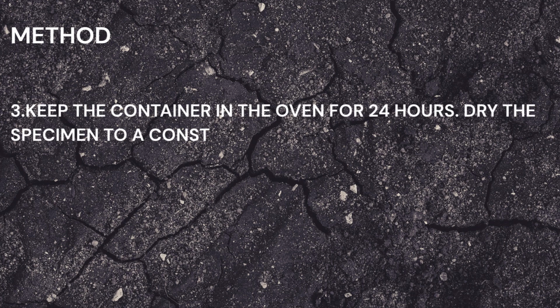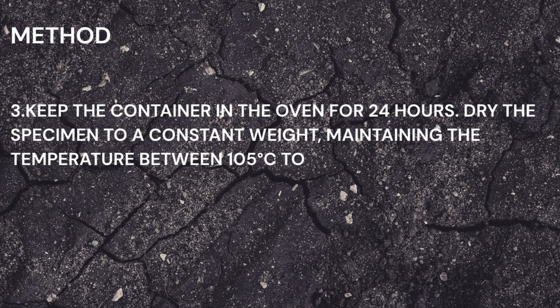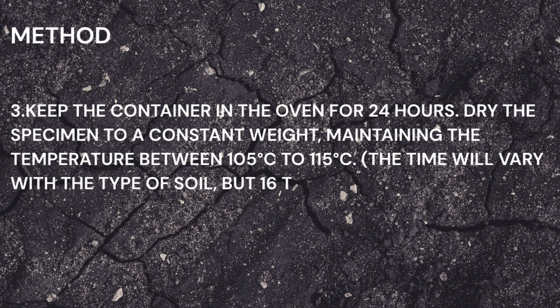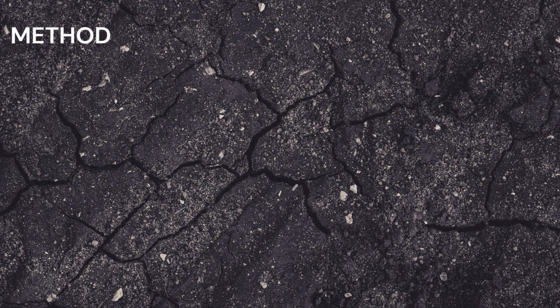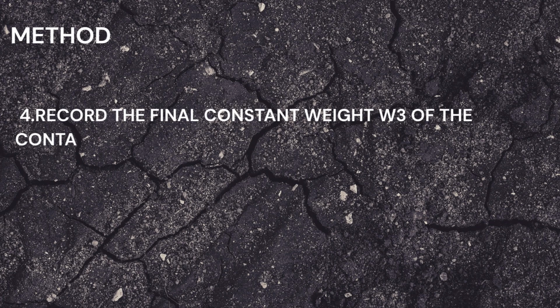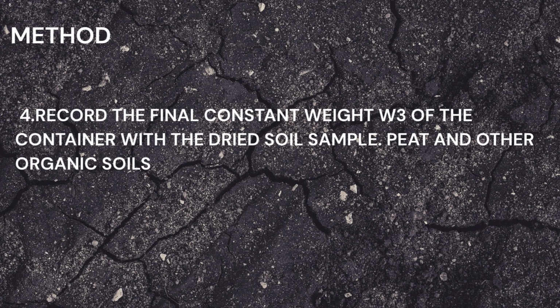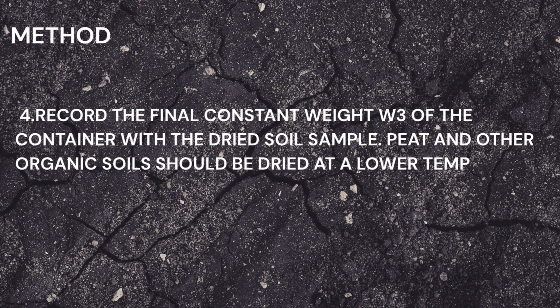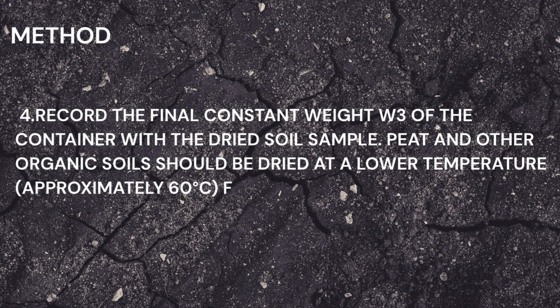Dry the specimen to a constant weight, maintaining the temperature between 105 degrees to 115 degrees. The time will vary with the type of soil, but 16 to 24 hours is usually sufficient. 4. Record the final constant weight, W3, of the container with the dried soil sample. Peat and other organic soils should be dried at a lower temperature, approximately 60 degrees Celsius, for a longer period of time.